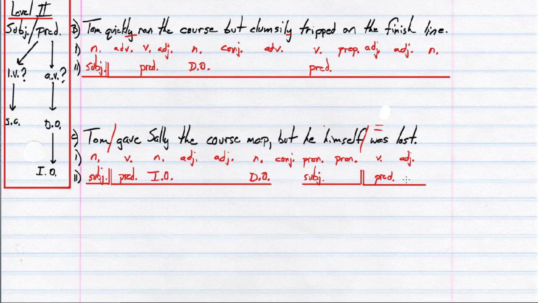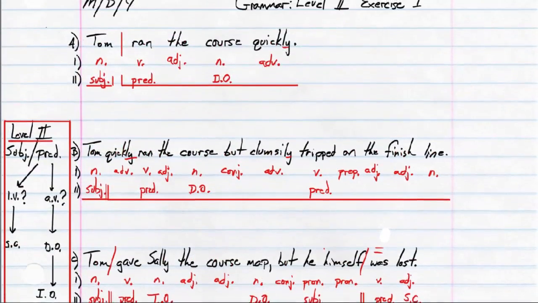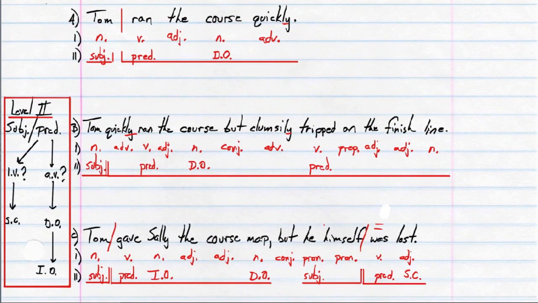But I am not done yet. I still have a predicate over here to solve. So now I go back to my predicate notes. I have a predicate. I ask, is it linking or is it action? Was is a linking verb. So now I ask myself, was what? Was lost. This is my subject complement. And that is it for Grammar Level 2, Exercise 1. There are your answers again.